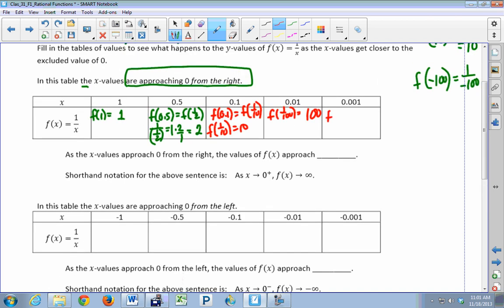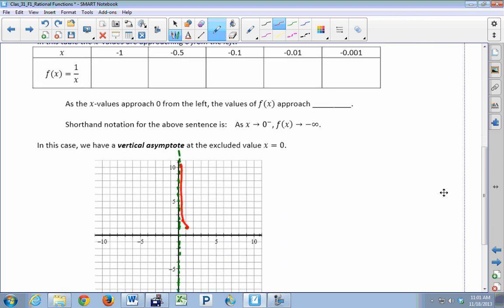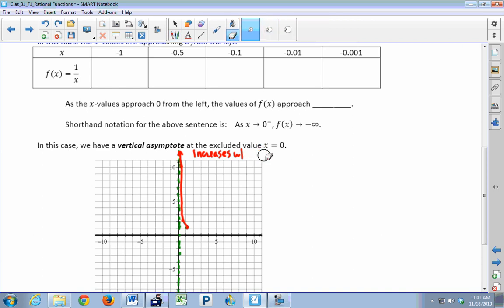And then f of 1/1,000 is going to be 1,000. So this graph blows up, it increases without bound. I'm talking faster than I can write. Let's see, without bound, as x gets close to 0 from the right-hand side, and that's how we write it, folks.